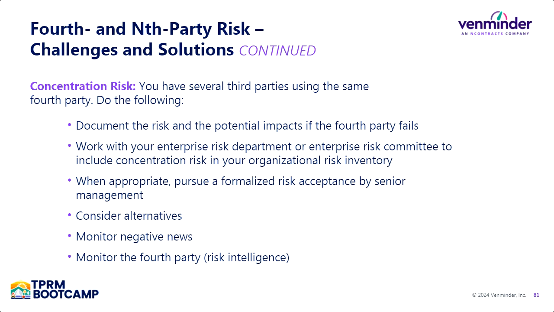And when appropriate, you may pursue a formalized risk acceptance by senior management. So if there really is a great number of fourth parties that could, or a fourth party that could impact a great number of third parties, it may be something that you need to escalate even further up the senior management chain. Again, consider alternatives. That's always an option. Monitor the negative news across those fourth parties, so hopefully you have a chance to get ahead of something, and again, possibly using that risk intelligence do the same.